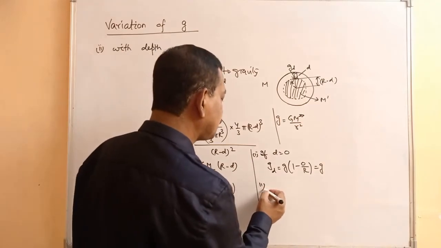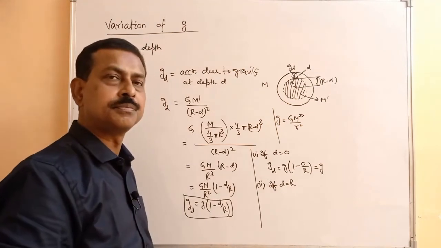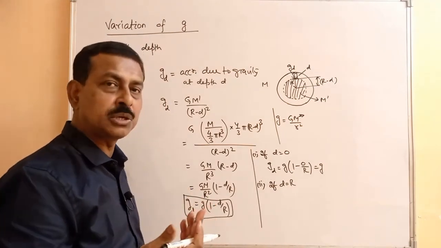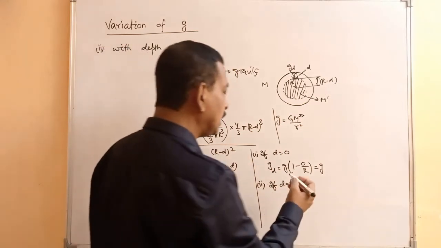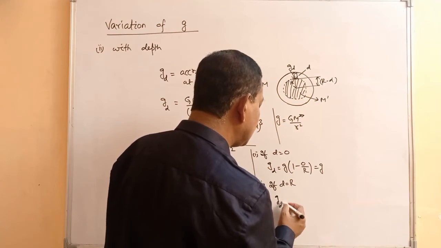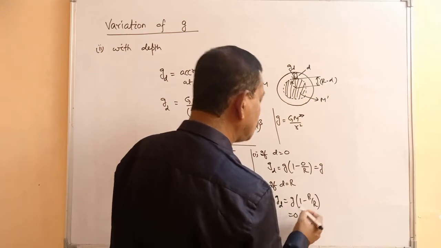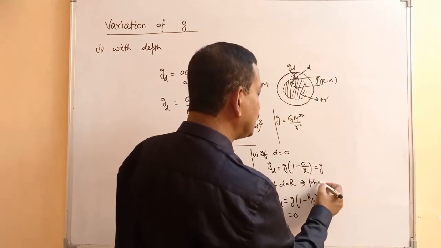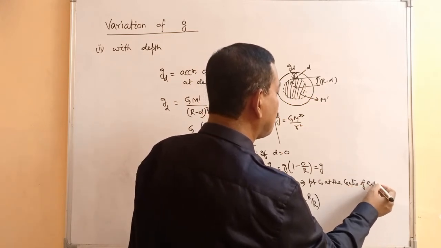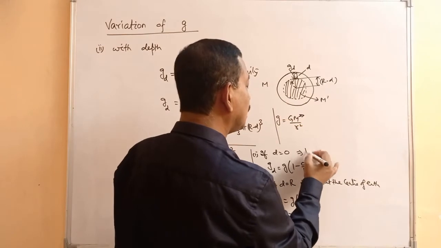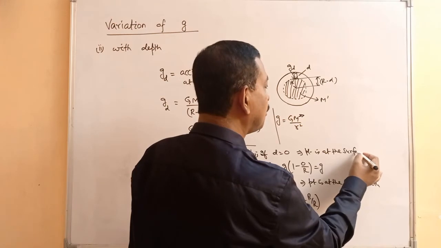Second case, if I take d equals capital R, where is the observation point? It is at the center of the earth. So gd will be g into 1 minus R by R, and that is 0. This indicates the point is at the center of the earth, and the earlier result indicates the point is at the surface of the earth.